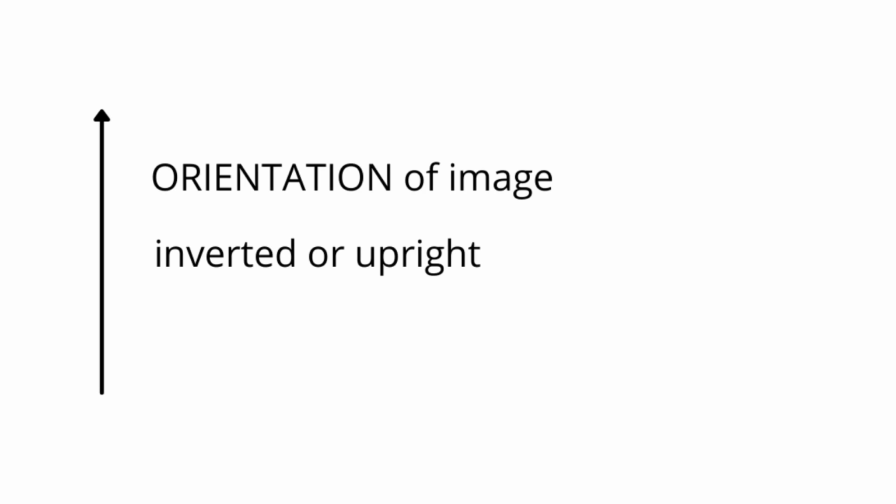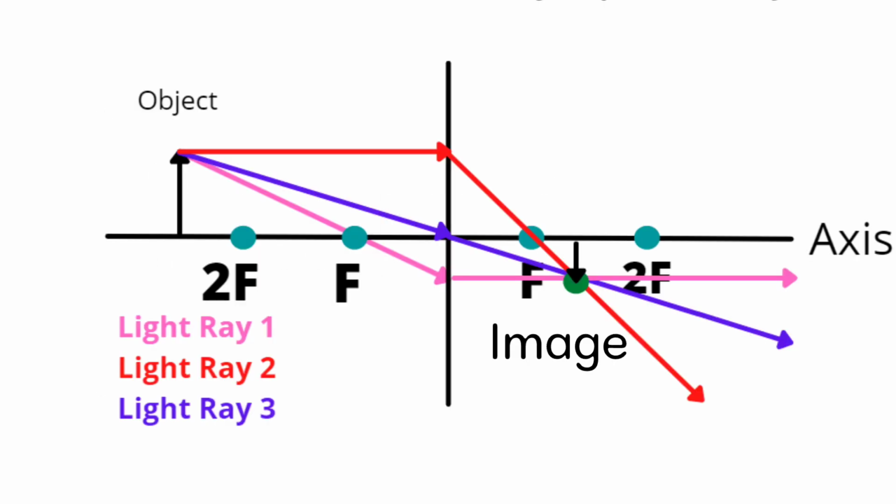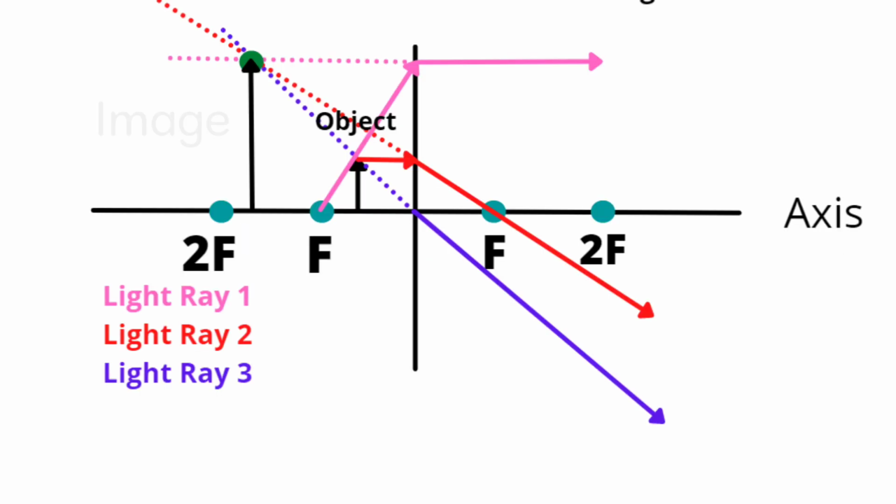Image orientation is simply how the image is placed in comparison to the object. The image is inverted if its head is pointing in the opposite direction compared to the object. On the other hand, it is upright if it is standing on the axis like the object.